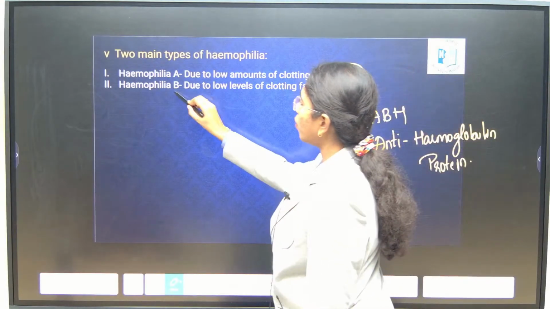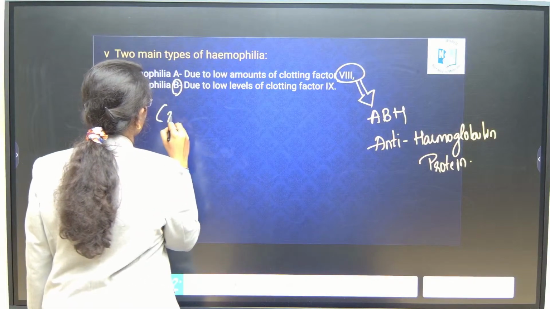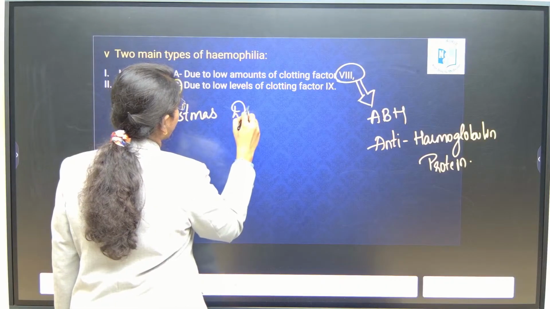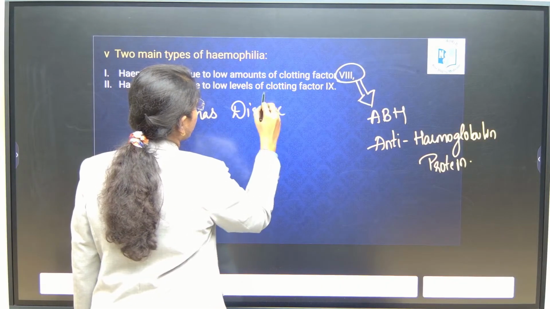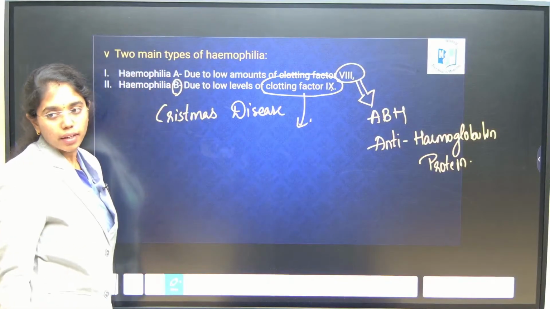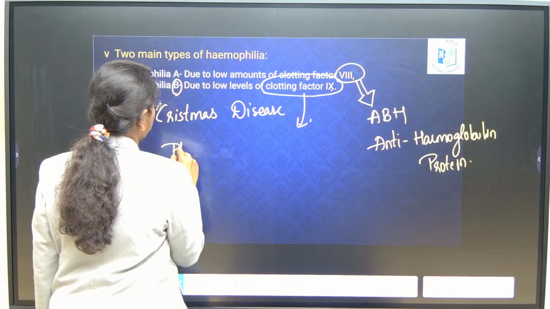Next is hemophilia B. This is also called Christmas disease. This is due to the absence of clotting factor 9, that is plasma thromboplastin.